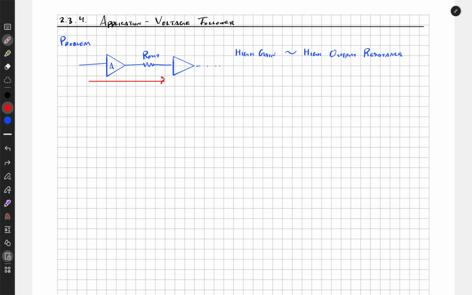So now we have a trade-off. We can design an amplifier that has very high gain, but oftentimes that comes with the consequence of having too much high output resistance. So what do we do? The solution is called the voltage follower.